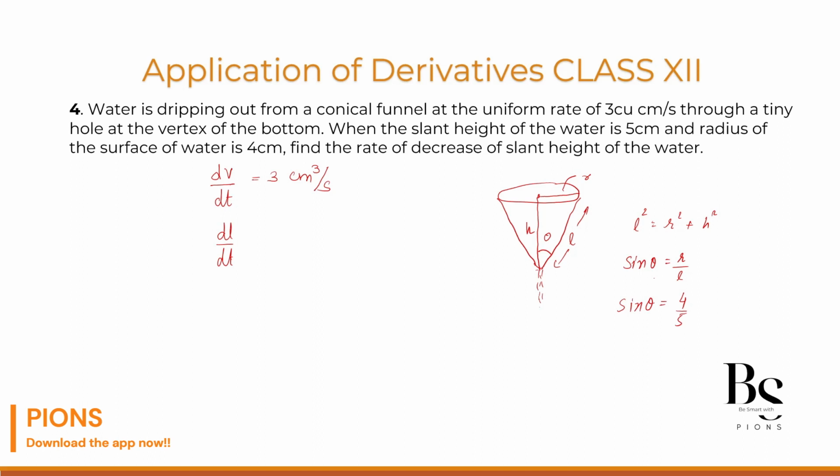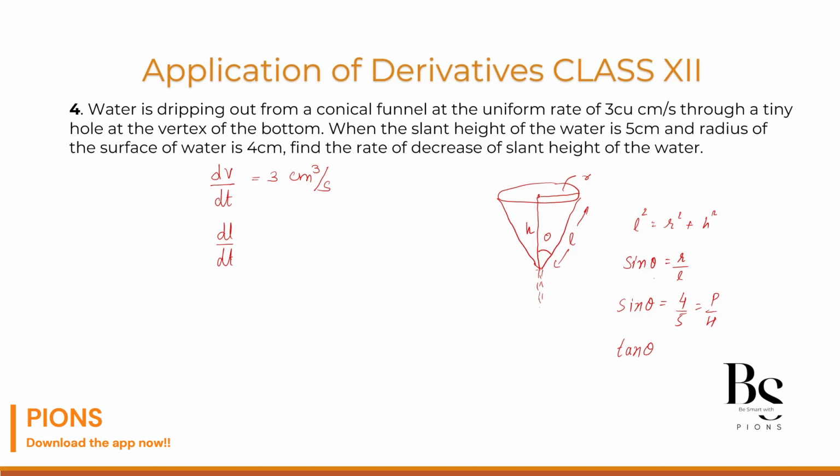If sine theta is 4 by 5, we can find our h also. So l is already there. h we can find. h square will be equal to l square minus r square. But not using this equation, we'll find it using tan theta. So sine theta is 4 by 5, right? What will be the height at that instant? Sine theta is perpendicular upon hypotenuse, so this is our perpendicular, this is our hypotenuse.